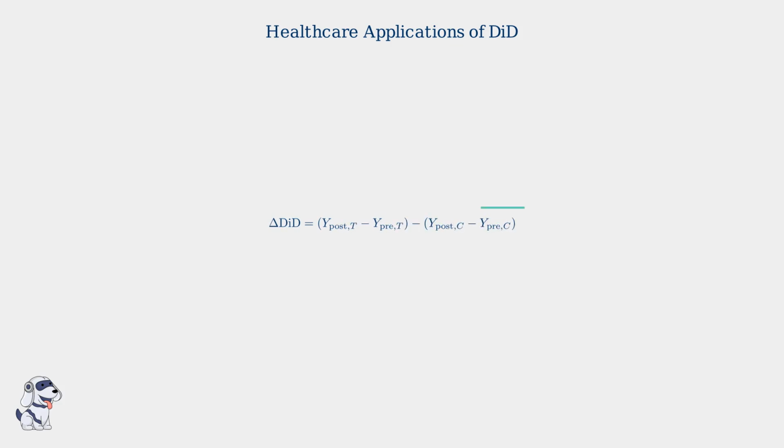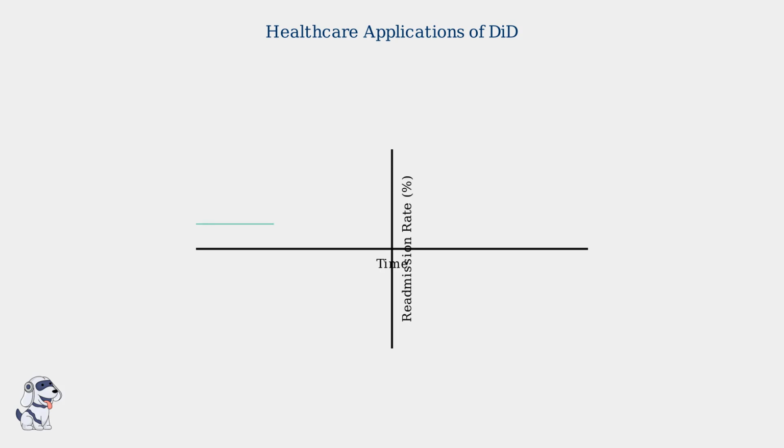The core difference in differences formula calculates the difference in outcomes between post and pre-periods for treated and control groups, isolating the intervention effect. This schematic chart shows readmission trends. Before the intervention at time 0, both groups follow parallel paths. Afterwards, the treated hospitals' readmission rates drop significantly, while control hospitals remain nearly constant.